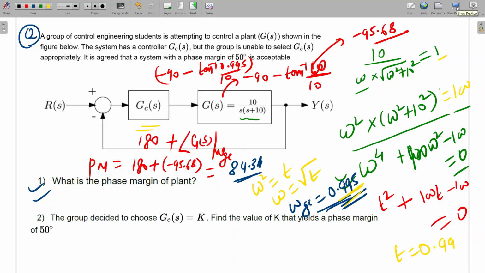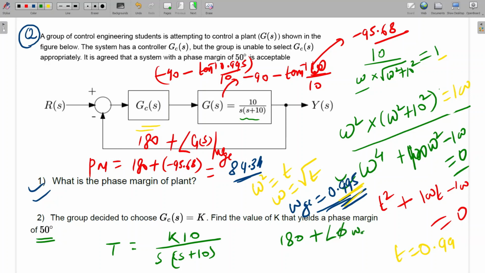Okay, so phase margin should be 50 degree. Let's say the total transfer function T will be K into 10 divided by S into S plus 10. This will be the total transfer function. Our phase margin required is 50 degree, so 180 degree plus the angle at omega gc should be equal to 50 degree.